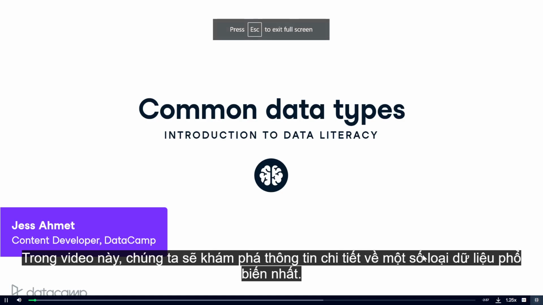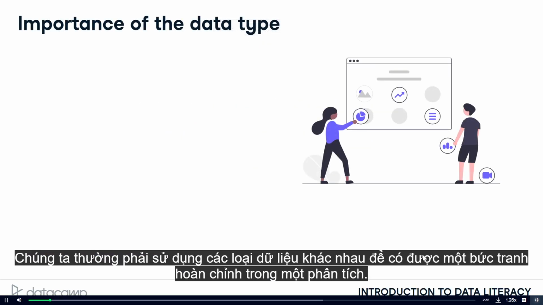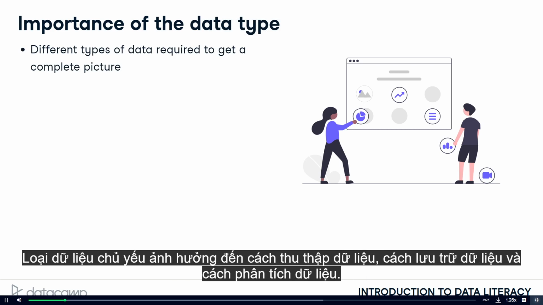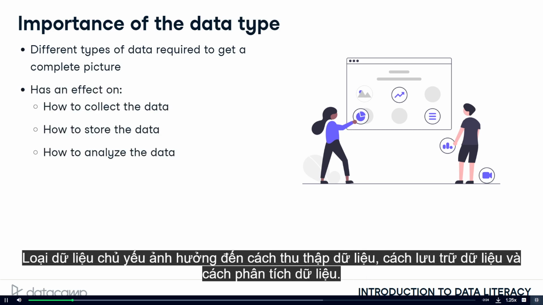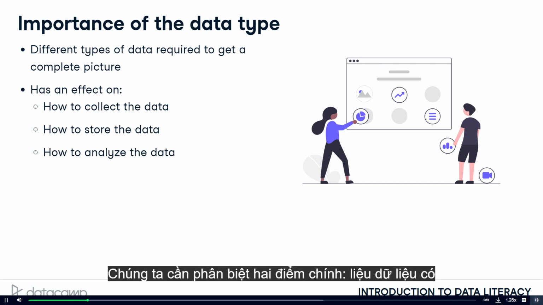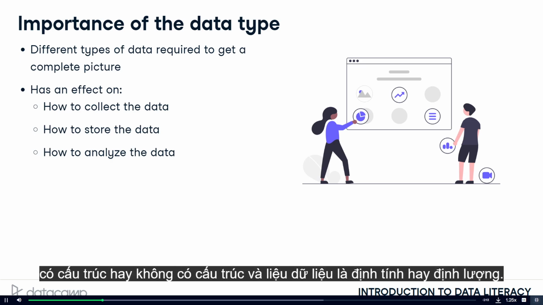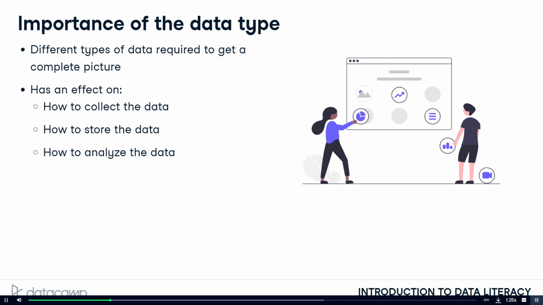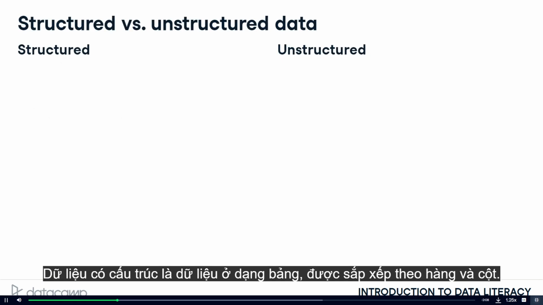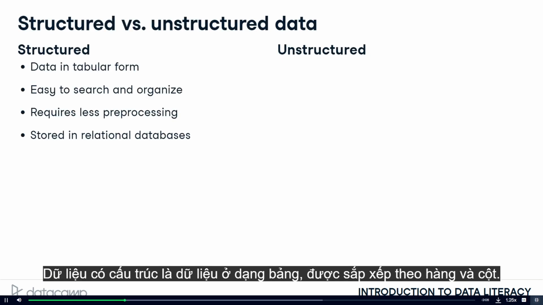In this video, we will discover the ins and outs of some of the most common data types. We'll often have to use different types of data to get a complete picture in an analysis. The data type mainly affects how to collect the data, how to store the data, and how to analyze the data. We need to make two main distinctions: whether the data is structured or unstructured, and whether the data is qualitative or quantitative. Structured data is data in tabular form, organized in rows and columns.